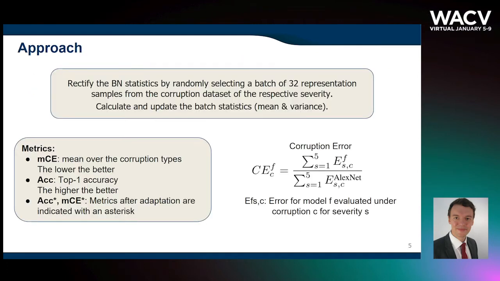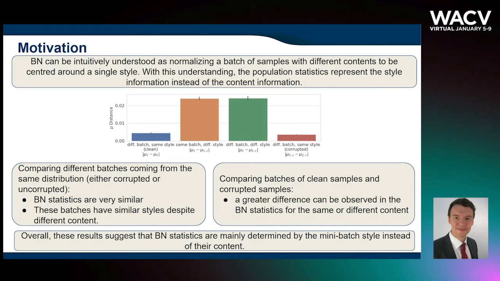Specifically, we rectify the BN statistics by randomly selecting a batch of 32 representation samples from the corruption dataset of the respective severity. We use the mean corruption error and the top 1 accuracy as the metrics to evaluate the efficacy of our approach. BN can be intuitively understood as normalizing a batch of samples with different contents to be centered around a single style. With this understanding, the population statistics represent the style information instead of the content information.